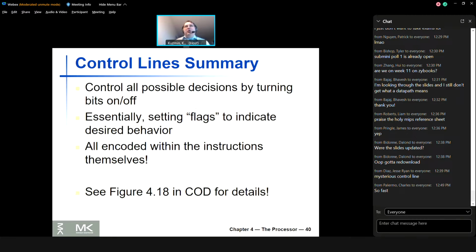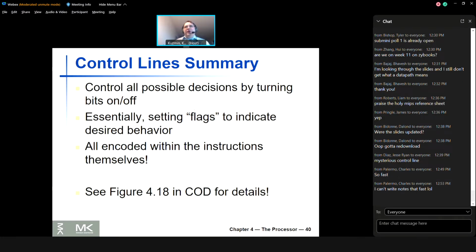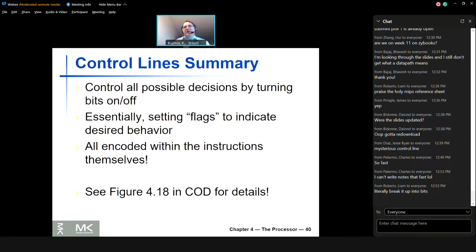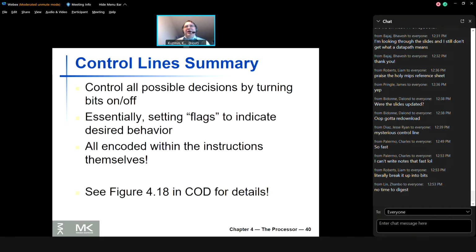So for all control signals, remember they are binary, so they're true or false, so you can turn it on and off. So essentially they are like flags that indicate a certain behavior. Most of those control signals derive their outputs from the instruction itself. All right, so that makes things hopefully a little easier.